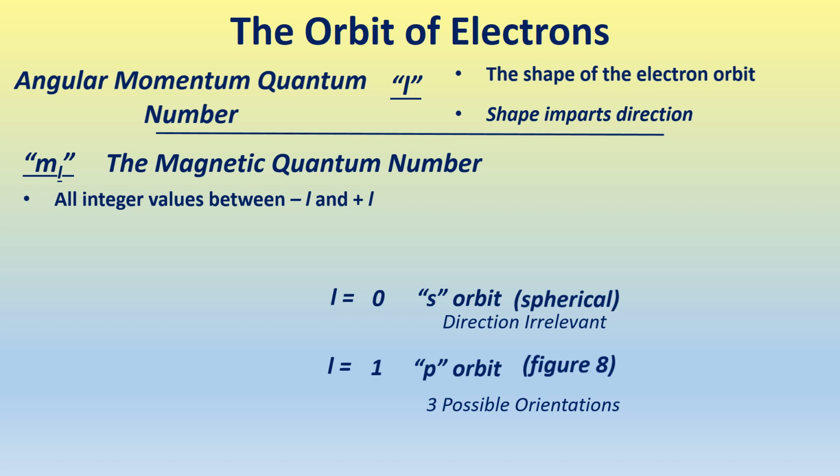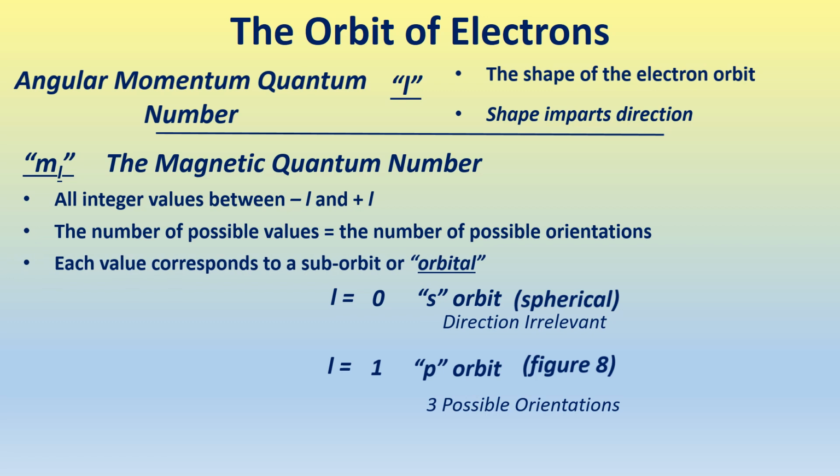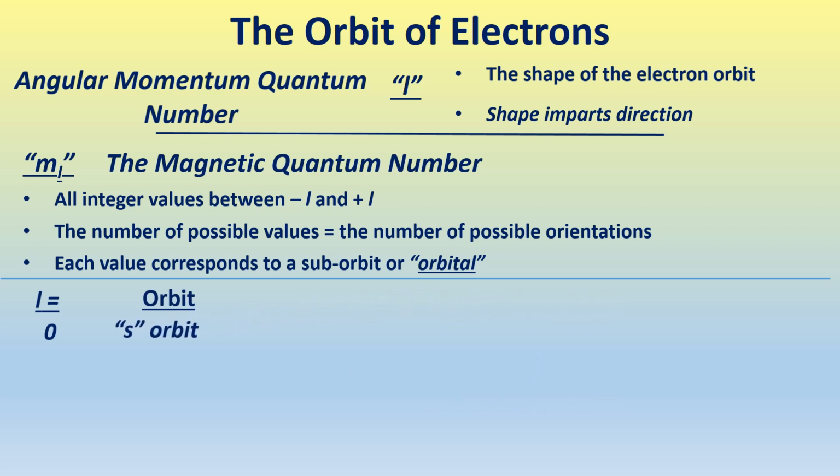It can have any integer value between negative L and positive L. The number of these values that are obtained gives the number of possible orientations. So once again, each one of these orientations corresponds to what orbital one is in. If L equals 0, and I have an s orbital, m sub L can only be equal to 0. Since that's only one number, there's only one possible direction, or one orbital, corresponding with the s level.